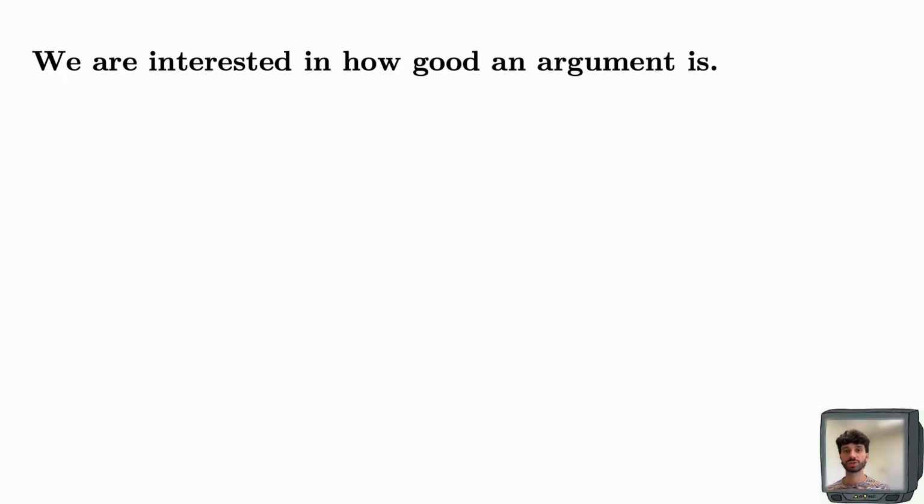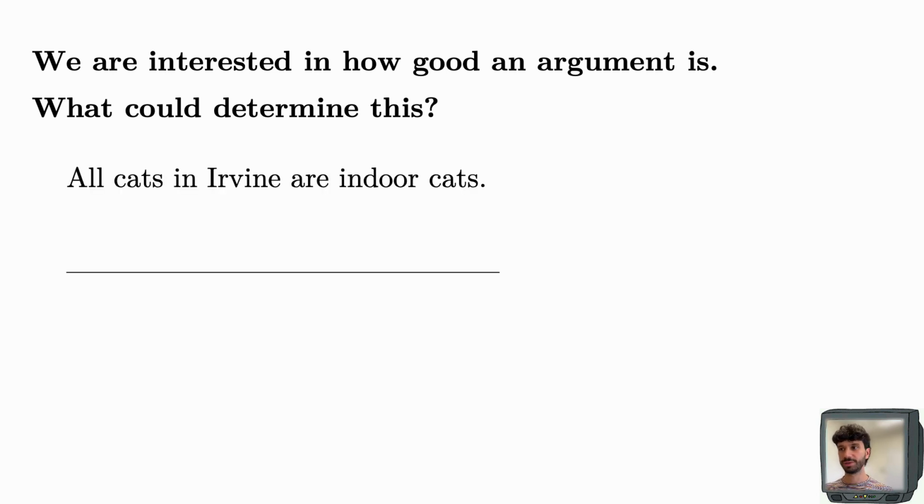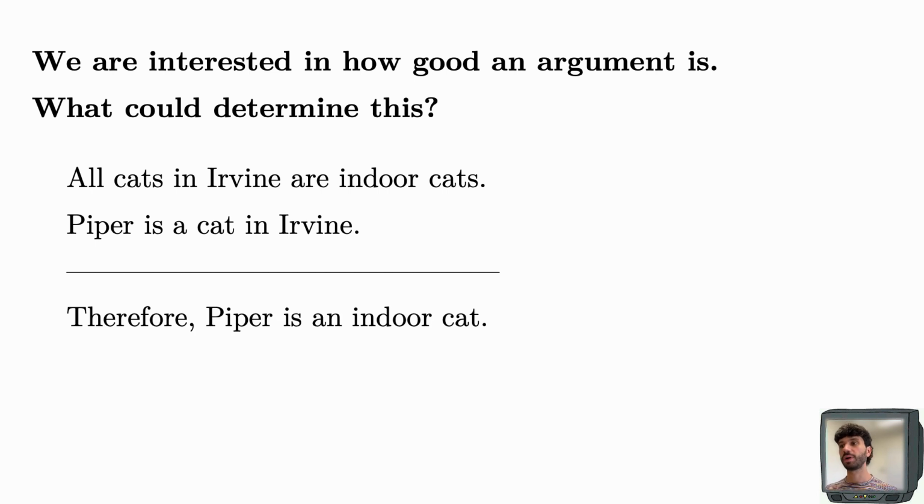So in this class, we're interested in how good an argument is. But the word good has been used quite loosely. So what could determine this goodness of an argument? Let's look again at the example of the cats in Irvine. So it starts like this. All cats in Irvine are indoor cats. Piper is a cat in Irvine. Therefore, Piper is an indoor cat. So again, take a second here to try to see what could make this argument good.